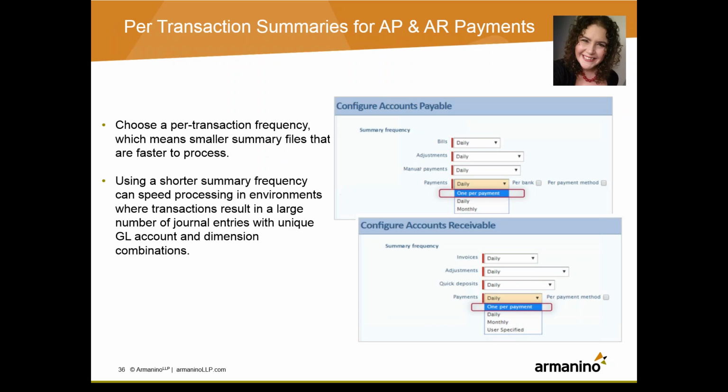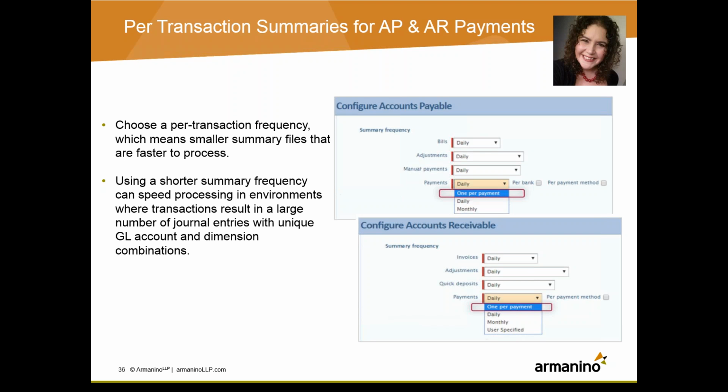Also, building off the enhancement that was done in the last release, allowing a per transaction summary for bills, invoices, and adjustments. Now we have the ability to do a per transaction summary for payments on both accounts payable and accounts receivable. Further, you can also specify whether you want it to be one per payment or if you want it to be per bank or per payment method as well. If you choose one per payment, you don't need to check those boxes, but if you are grouping it up still on daily or monthly, we also have the ability to do per bank and per payment method.